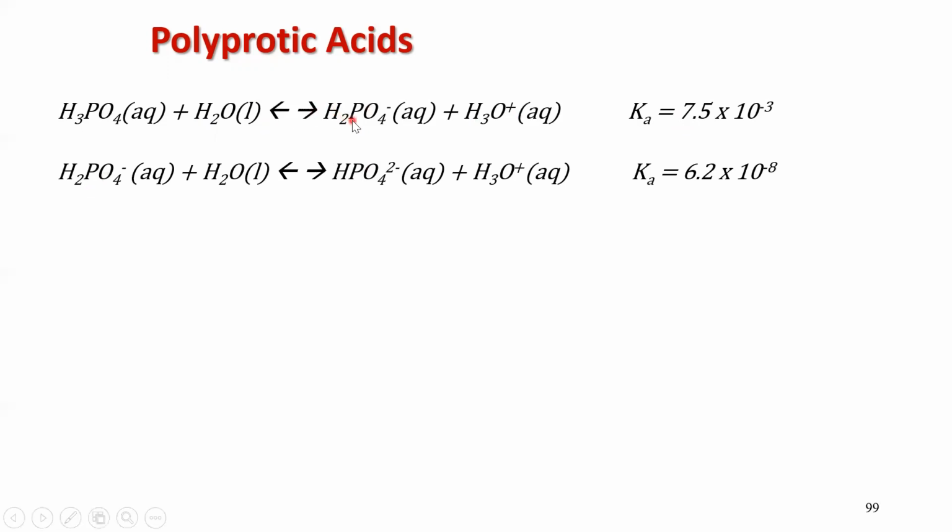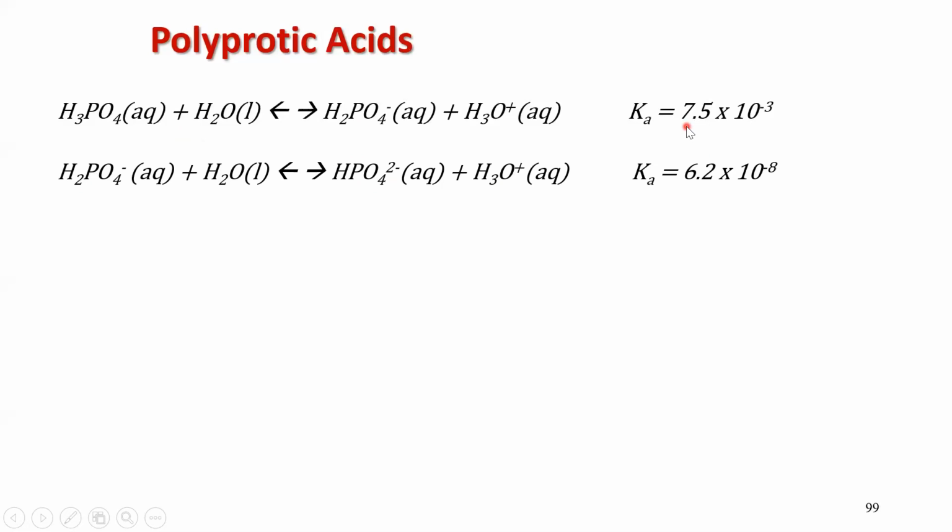So whereas dihydrogen phosphate is the base in the first reaction, now it's going to act like an acid in the second reaction. It's going to lose another acidic proton to the water. Now we're going to produce hydrogen phosphate ions. Notice now the charge is -2 because we're losing a +1 charge. And more hydronium ions.